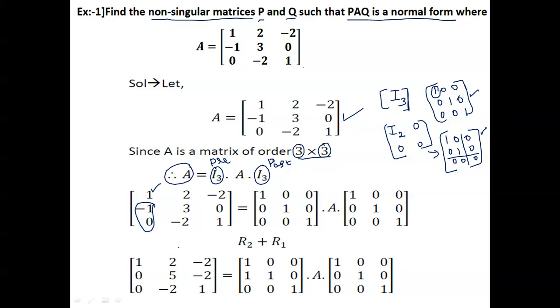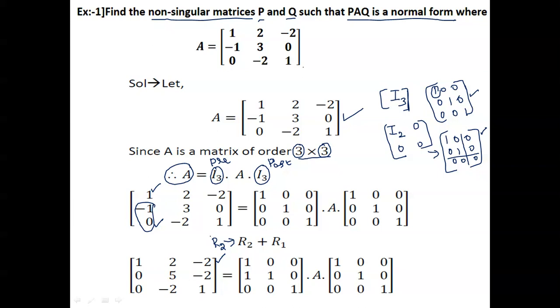So we have to apply R2 tends to R2 plus R1. So minus 1 plus 1 is 0. In the R3 row, the element 0 already exists, so we don't have to apply any operation on R3. So we first apply R2 tends to R2 plus R1. The first row is not affected, because we don't apply any row operation on the first row.